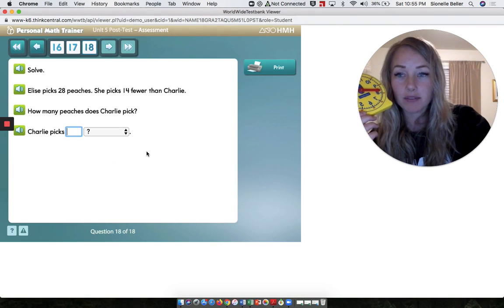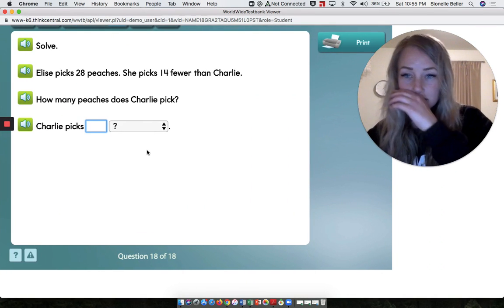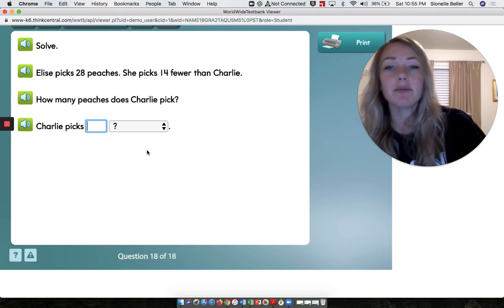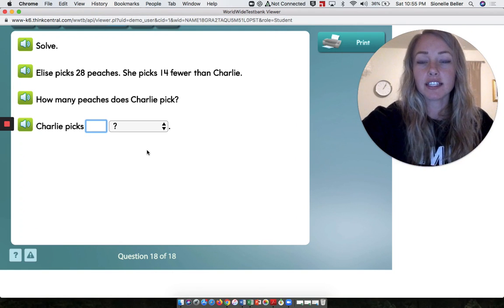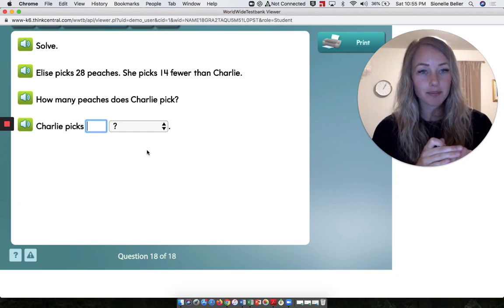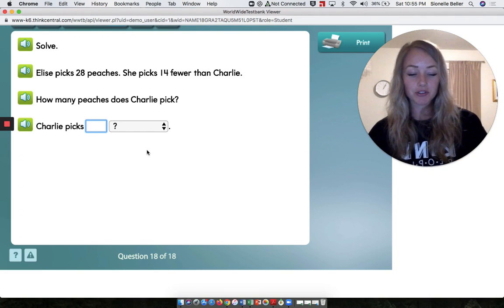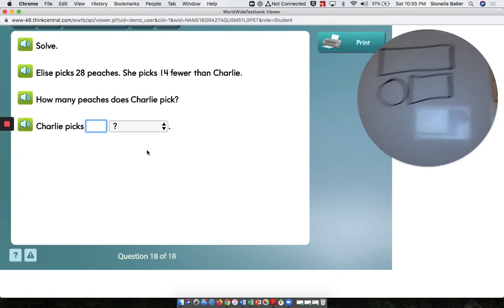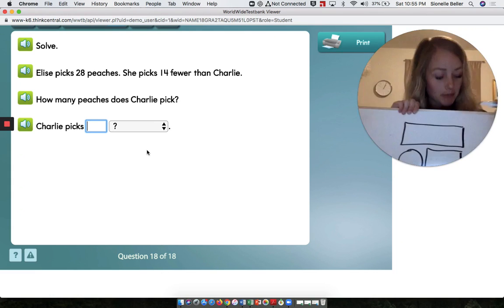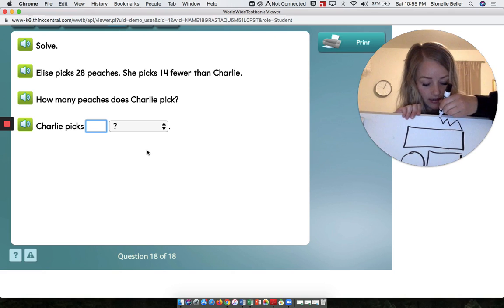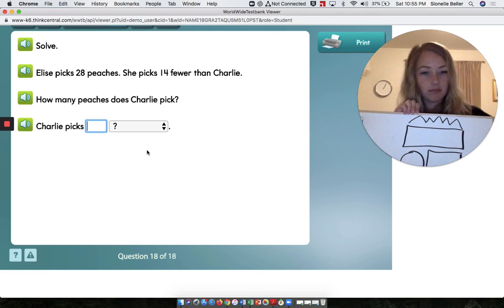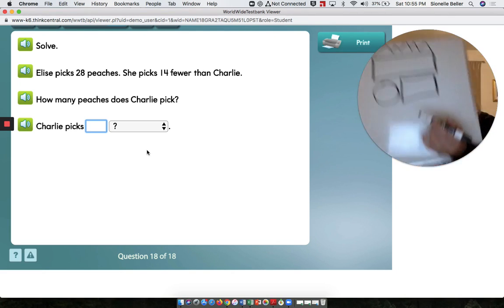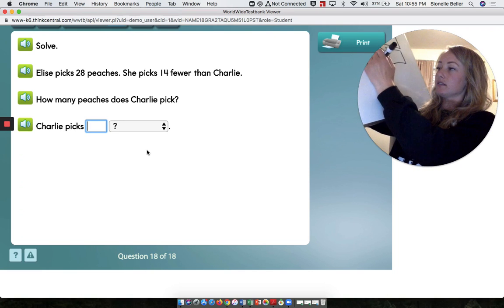All right, last problem. Elise picks 28 peaches. She picks 14 fewer than Charlie. How many peaches does Charlie pick? We are comparing two people, so we can use comparison bars. Here are our comparison bars. Remember, the top one is for the queen or king of the problem. And the circle is for the word more or fewer.